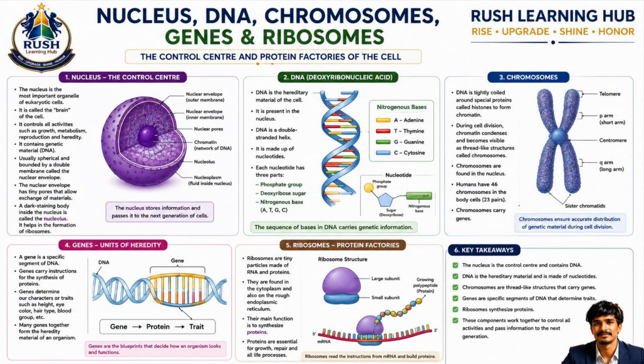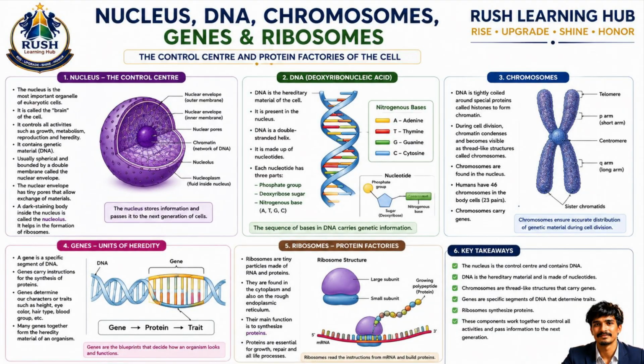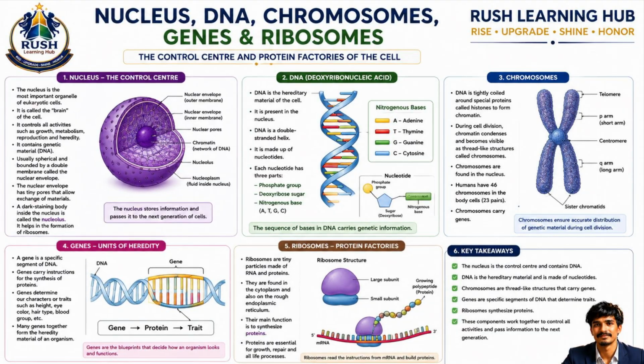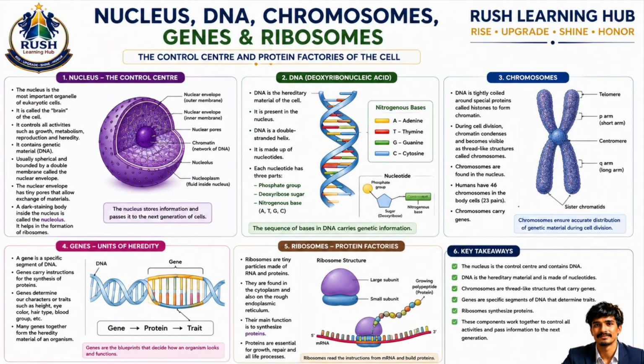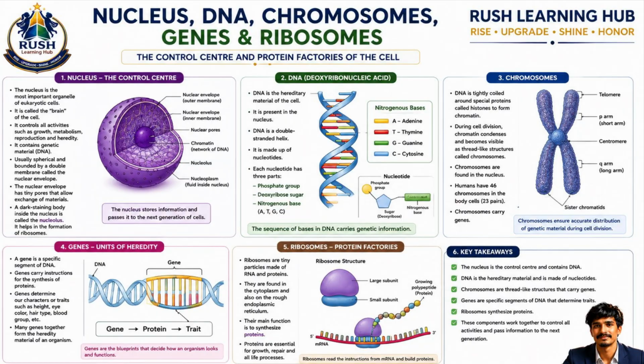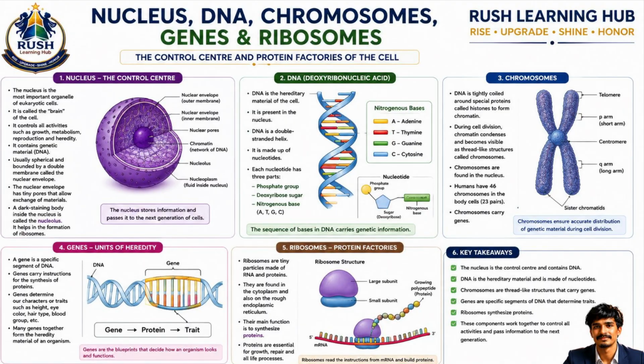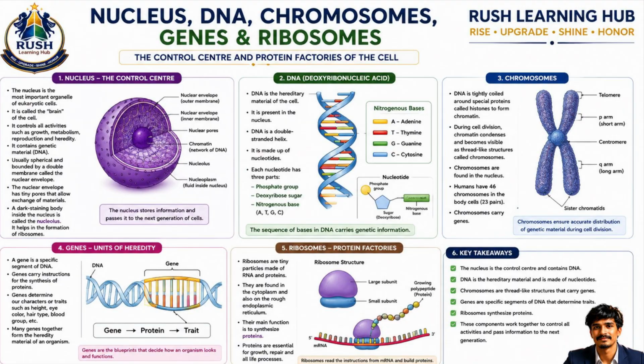In this slide, we will study the most important organelle of the cell, the nucleus, and understand how DNA, chromosomes, genes, and ribosomes work together to control life. Let us begin with the nucleus. The nucleus is often called the control center or brain of the cell because it regulates and coordinates all cellular activities.